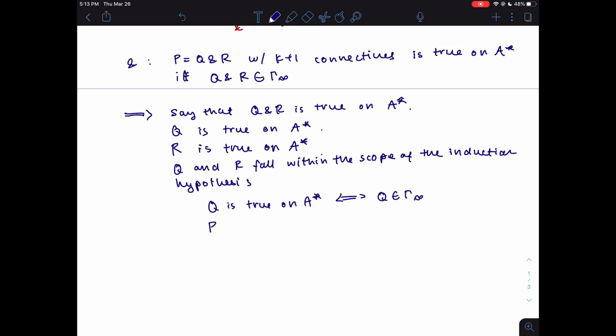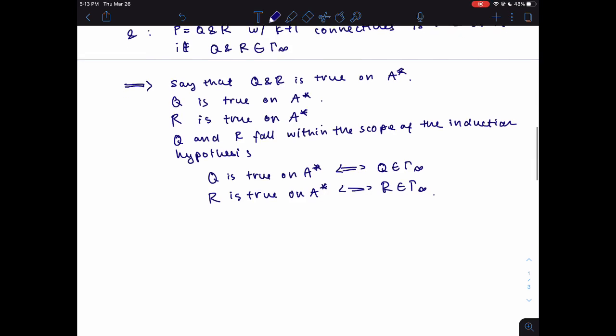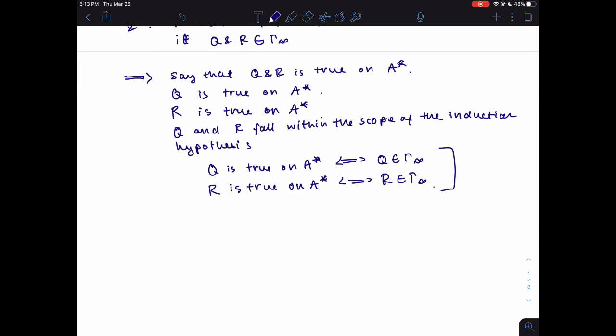Similarly, we can apply the induction hypothesis on R. If R is true on A star, then it must be the case that R is a member of gamma infinity. So we now have these two facts. Q is a member of gamma infinity and R is a member of gamma infinity. And remember that we established in the regularity lemma that if we have both of these things in gamma infinity, then it must be the case that Q and R is in gamma infinity.